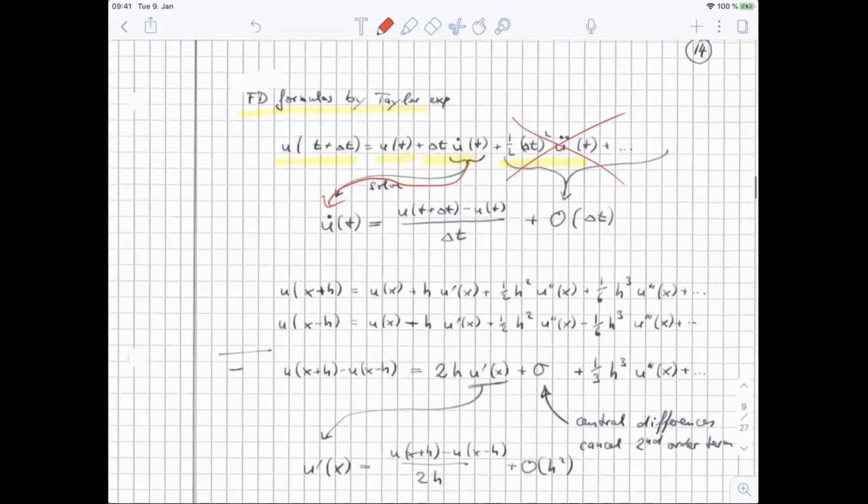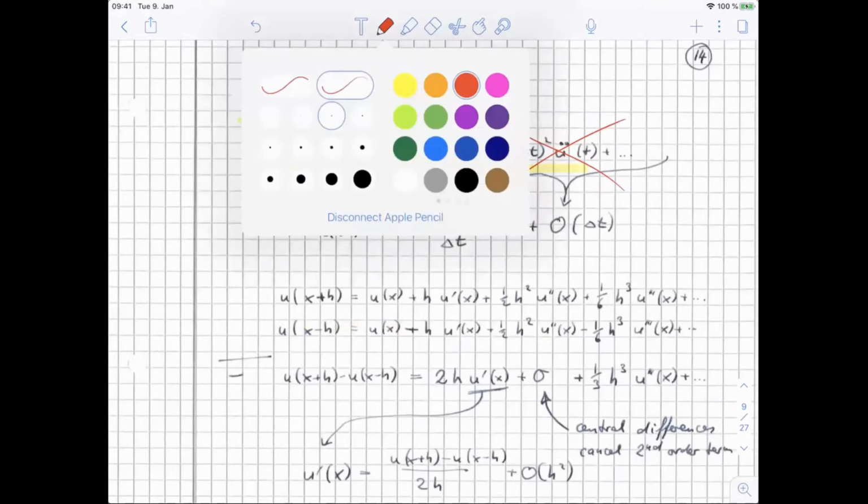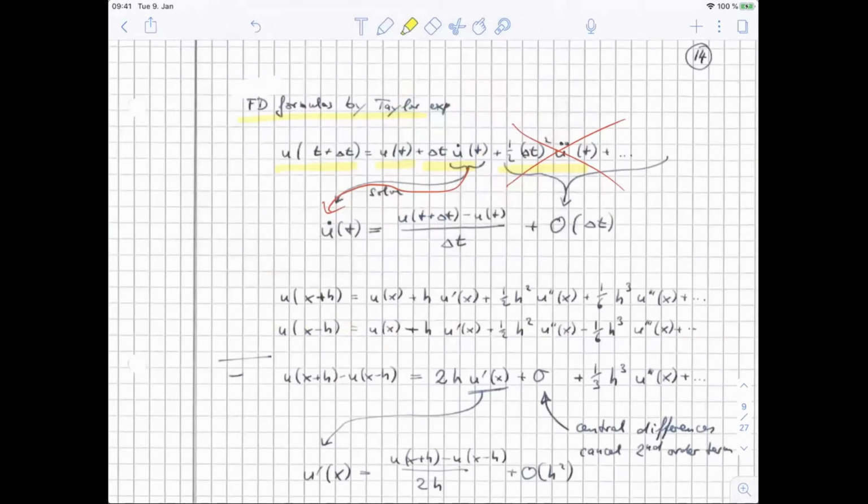For the spatial one, there's a little bit of a difference because I was actually changing back and forth. So one way of getting at the spatial derivative is you Taylor expand u of x plus h: u of x plus h u prime of x plus 1/2 h squared u double prime of x, and so forth. And you Taylor expand u of x minus h, where you're getting a minus h u prime, and so forth.